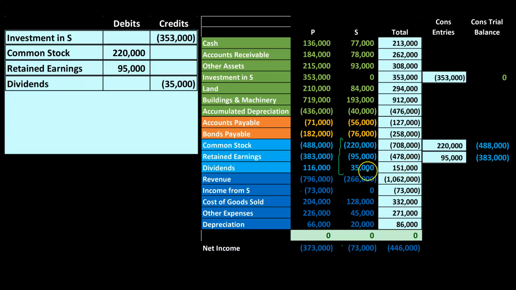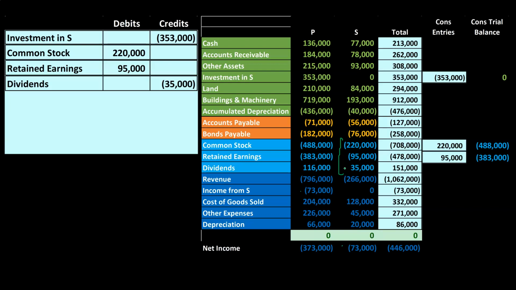So dividends is a debit here. What are dividends? Dividends are part of the retained earnings that was taken out, part of the earnings. So we can say the earnings in the current year were $73,000, and they paid out $35,000 in dividends to the owners. Who's the owner of S? 100% owned by P. So the consolidation can't include dividends that went to ourselves. So that's an intercompany transaction.